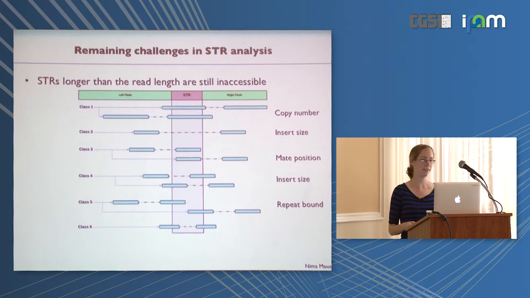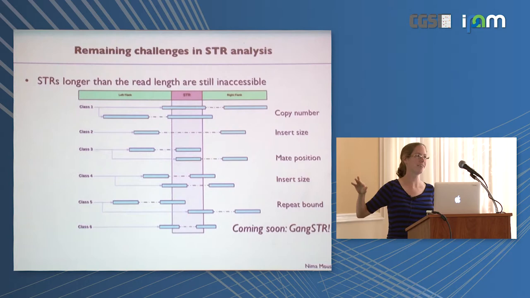Nima Musavi in my group is working hard on a method that incorporates all these different sources of information into a single model that can get both the shorter repeats that Hipster and Lobster have picked up, but also look at expansions like you might see in Huntington's disease or Fragile X that can't be spanned by a single read. So coming soon, it's going to be Gangster. I'm just claiming this name for now so that nobody steals it from us, which I'm really nervous about.